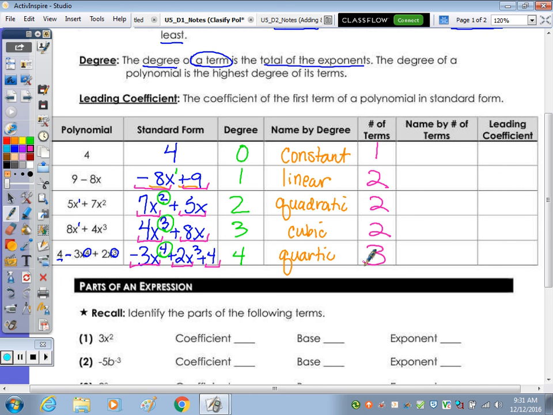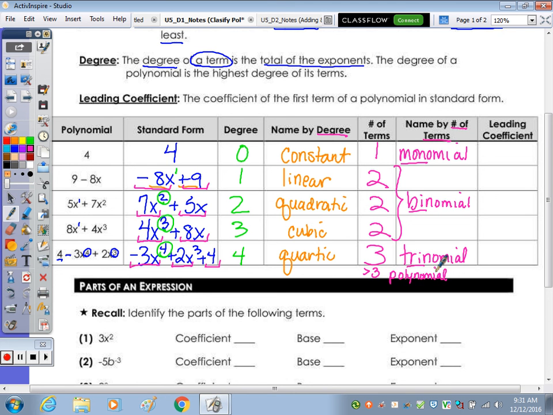Name by the number of terms. We have a name by degree, a name by number of terms. Okay? An expression that just has one term is called a monomial. That prefix mono for one. So the next three, okay, a name for a polynomial with 2 terms is called a binomial. Bi for 2, and then for 3 is called a trinomial, and tri for 3. Anything greater than 3 terms, we're just going to call a polynomial. It has no special name.